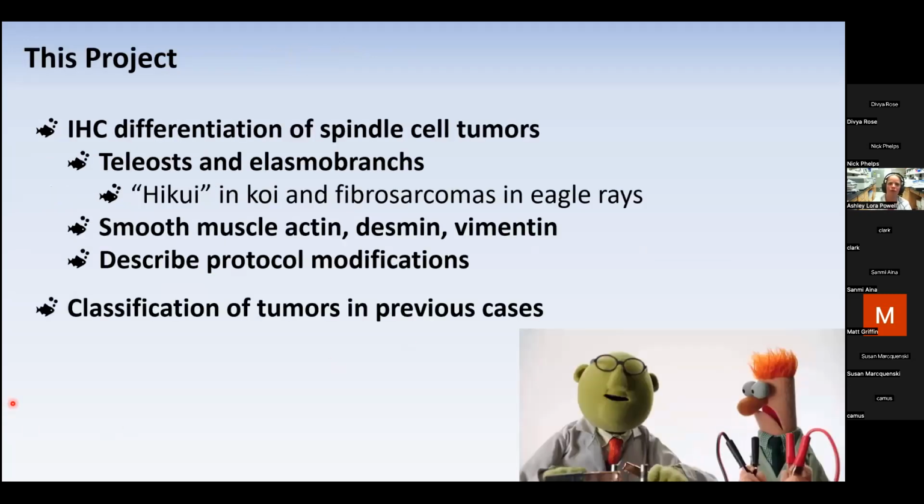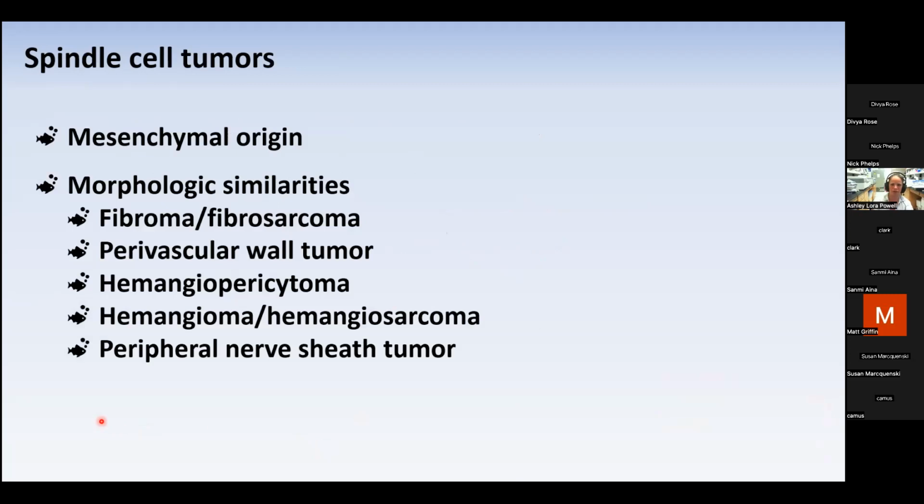We're working with our histo lab to develop a few more functional immunohistochemical markers. Ideally, we'd like to develop them for both teleosts and elasmobranchs. We're trying to target markers that could be used to differentiate these different cell types: smooth muscle actins for smooth muscle, desmin as a general muscle marker, and vimentin as a connective tissue or mesenchymal marker. And we would like to describe the protocol modifications that can be used, and hopefully classify previous cases.